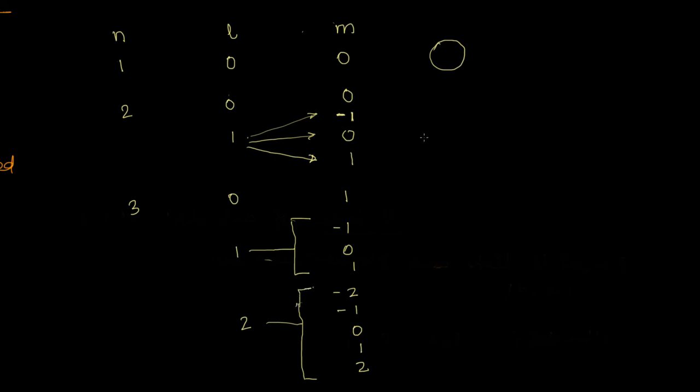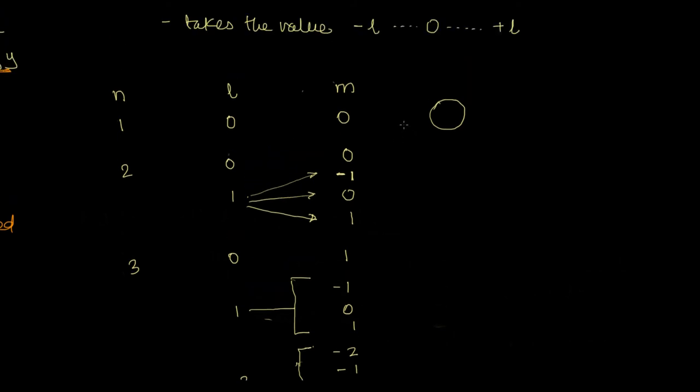Okay, now let us try to understand. So this is 1s, and there is only one s, right? This is 2s and only one of them. So this is 2s. Now comes the real trouble.